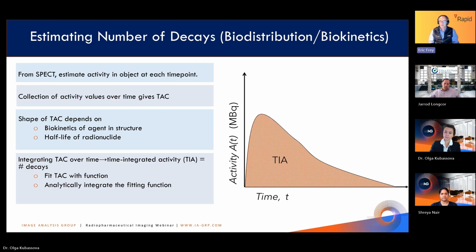Activity is disintegrations per second. So if we want to know the total activity under that curve, then the total number of decays that occur in that object, then we want to integrate that time activity curve, and the result of that is the time integrated activity. And that can be done using quantitative nuclear medicine imaging at various times along that curve.